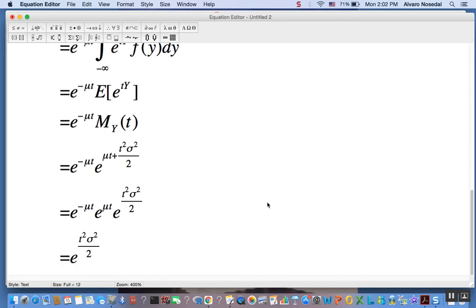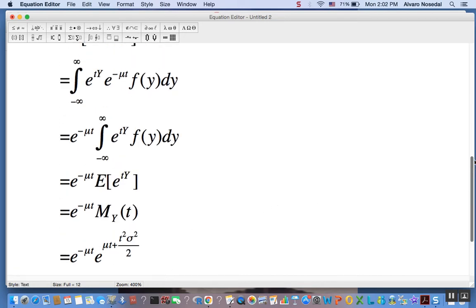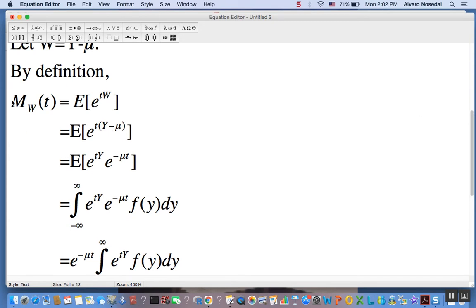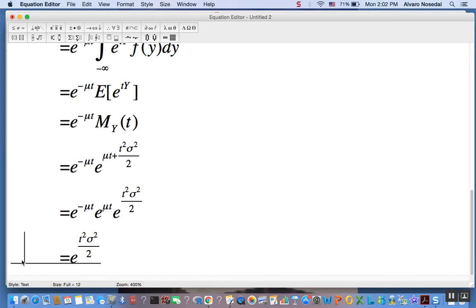Okay, and that happens to be the MGF of our transformation of our new random variable W, right, where W is Y minus mu. That's the transformation that we wanted. Now I want you to take a good look at it. e to the t squared times sigma squared divided by 2.